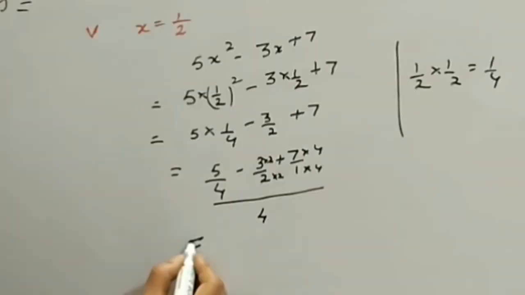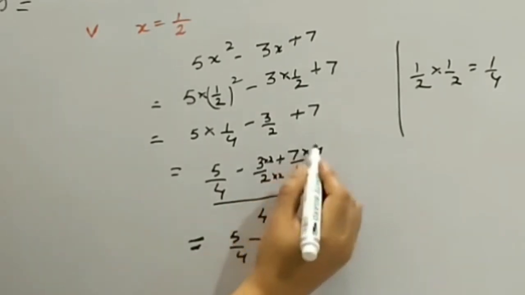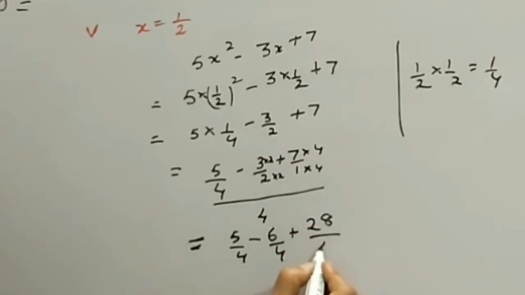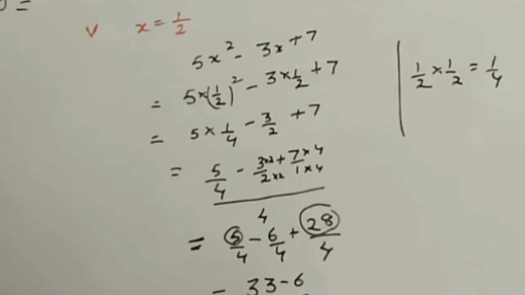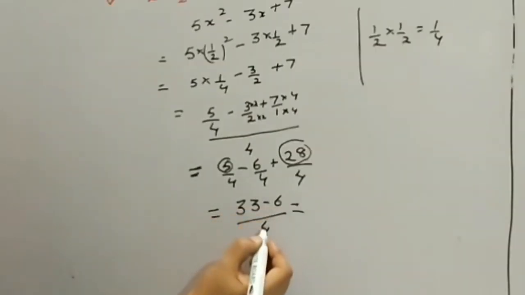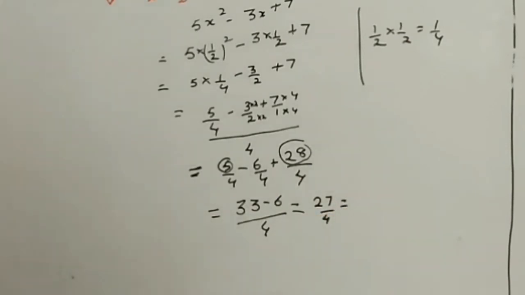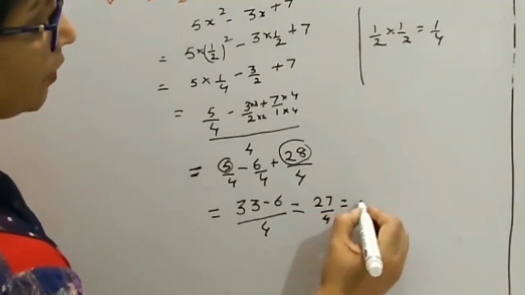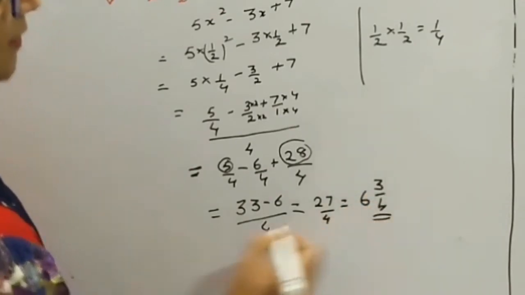Hence the fractions. Next step, 5 by 4 minus 2 threes are 6 by 4 plus 7 fours are 28 by 4. So add the positive numbers first. 28 plus 5 is 33 minus 6 by 4 equals to 33 minus 6 means 27 by 4. Convert as mixed number. 4 sixes are 24. 6 3 by 4 is the answer.